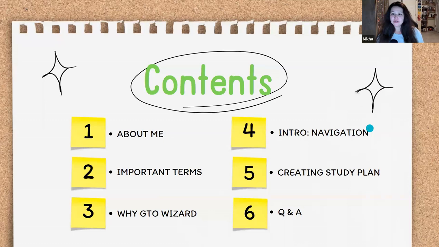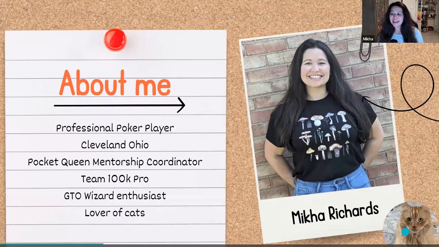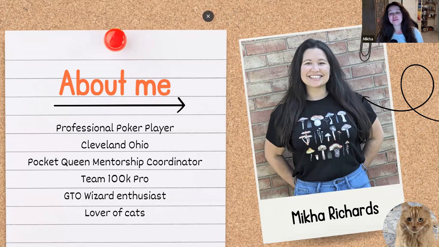All right. So who am I? I am Mika. That's me. This is my cat, Calvin, who's groaning in the background. I am a professional poker player. I have been playing professionally for 2 years. I actually just had my 2-year anniversary last week.